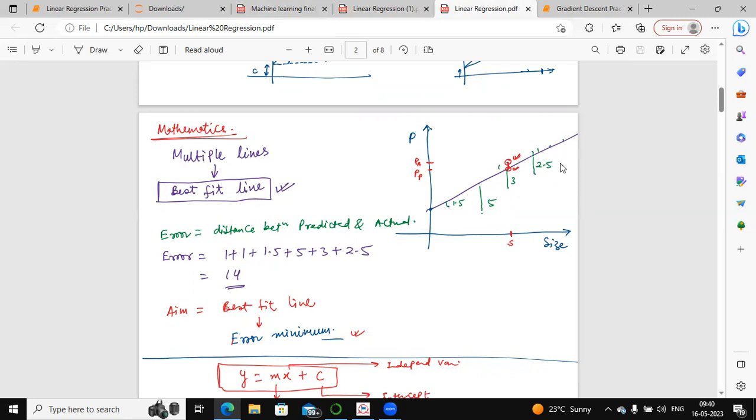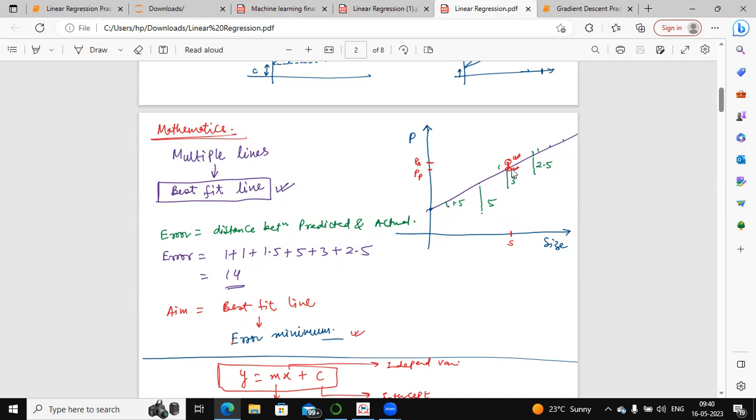So you have to understand that whenever you are trying to find the error, it should always be the absolute error, because otherwise the upward point and downward point get cancelled out. Like here y actual is lesser than y predicted, right over here. You can see y actual is lesser than y predicted. So we are considering the absolute value.